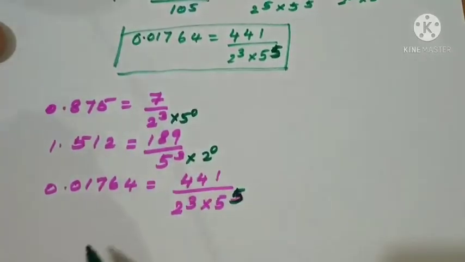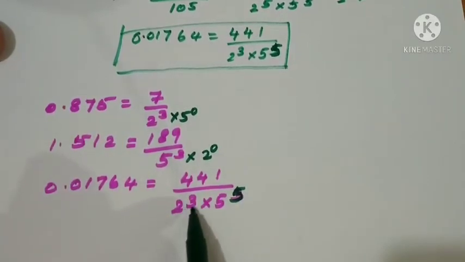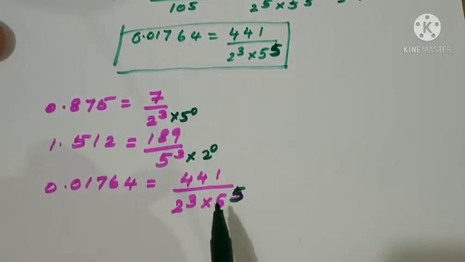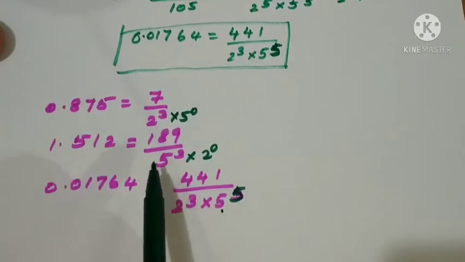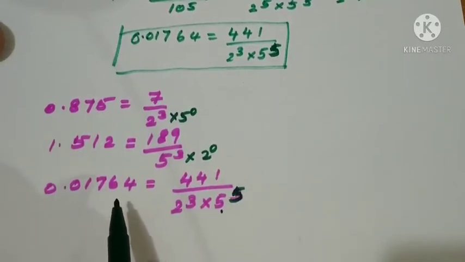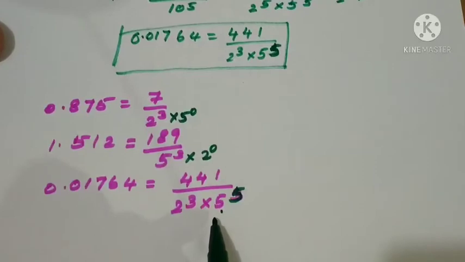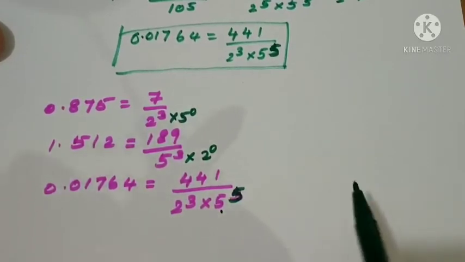So what is the conclusion? Here we can say that when the denominator is expressed in the form 2 raised to n into 5 raised to m, then the rational number has a terminating decimal expansion. Or, if it has a terminating decimal expansion, then the rational number's denominator can be expressed in the form of 2 raised to n into 5 raised to m, where m and n are integers.